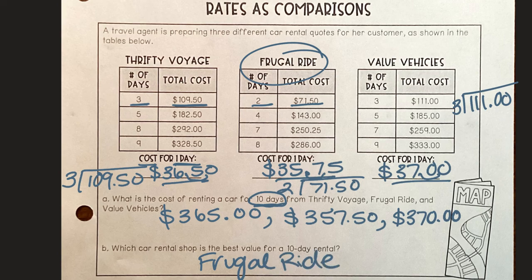Okay, so all we did for all of these was we found our unit rate by taking our total cost and dividing it by the number of days for each. And then after that, we multiplied our number by 10.